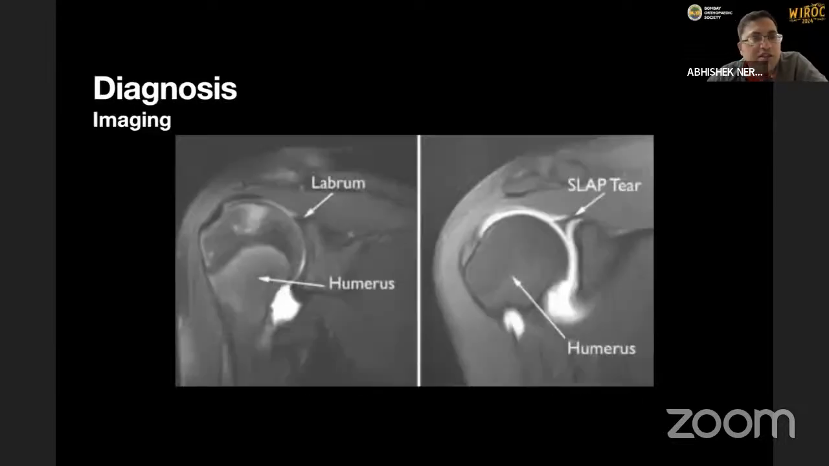Diagnosis, clinical diagnosis, I won't go into that because I personally do an O'Brien's test, but we are not very sure about how to actually diagnose it clinically. You do an MRI, and on MRI, you can see a fluid lesion between the superior labrum and the superior glenoid.